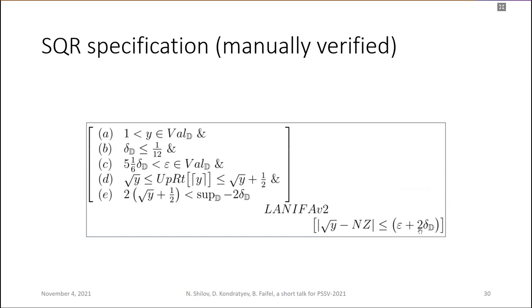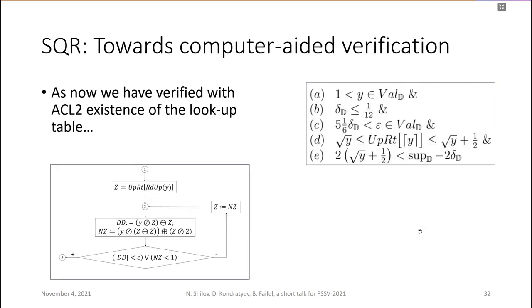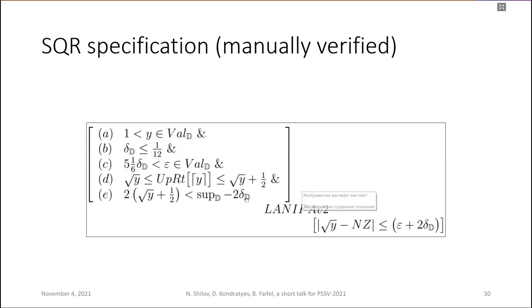But still, we just did manual verification of this condition. What did we do with computer aid? What did we verify using automatic theorem proving? Basically, we validated that the precondition for this triple is satisfiable. Observe, if the precondition is not satisfiable, this triple is automatically true. No need to prove anything.